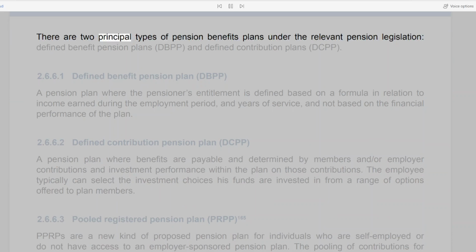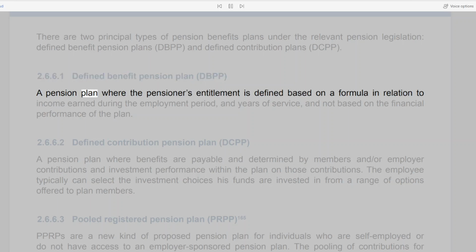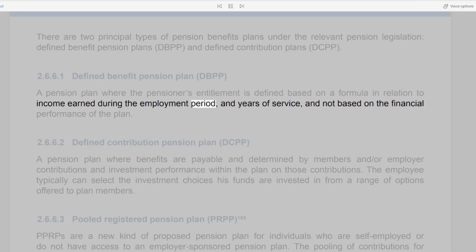There are two principal types of pension benefits plans under the relevant pension legislation: defined benefit pension plans, DBPP, and defined contribution plans, DCPP. 2.6.6.1 Defined benefit pension plan, DBPP. A pension plan where the pensioner's entitlement is defined based on a formula in relation to income earned during the employment period and years of service, and not based on the financial performance of the plan.